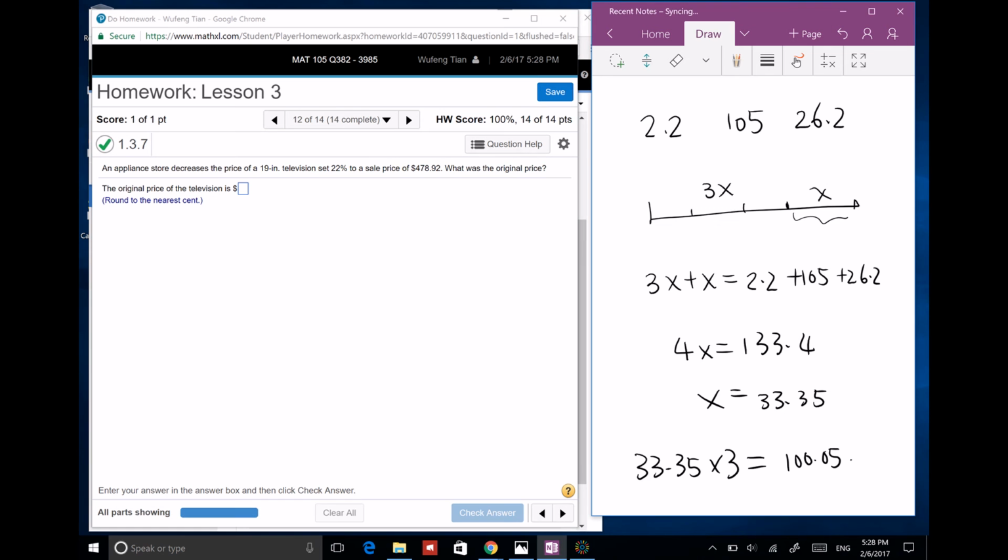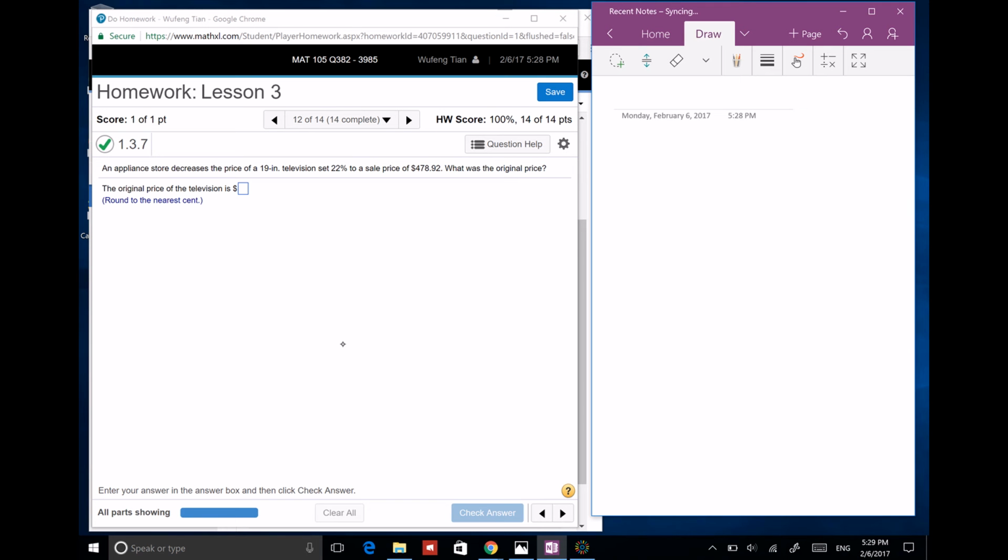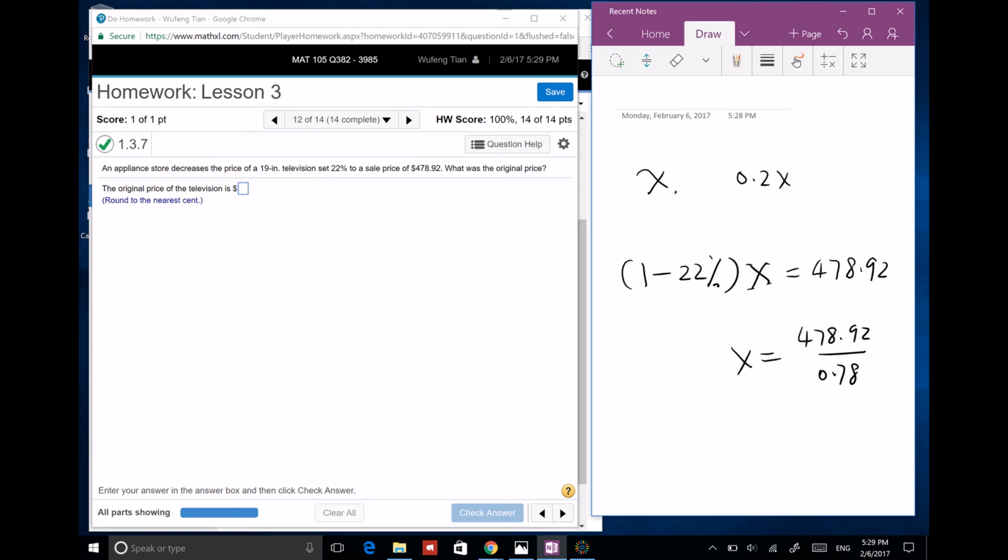Okay. So next one, appliance store television set 22% off. So the original price is x. Now you have 22% off, so basically you have 1 minus 22%, which is the discount. After the discount, x multiplied by 0.78, which is 78% of the original price, equals 478.92. So x equals 478.92 divided by 0.78. It's 614.